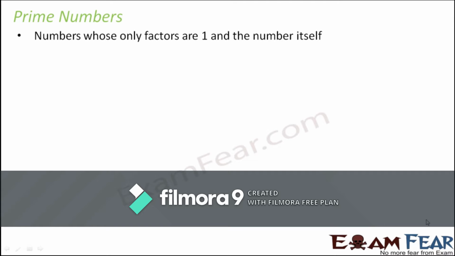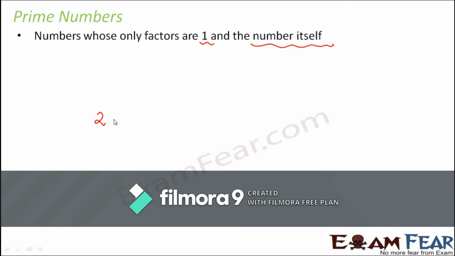Now, as we have noticed, for every number, if we try to find out its factors, we will see that 1 is always a factor of that number. And we also see that the number itself is also a factor of that number. Now, if we come across a number where the only factors are 1 and the number itself, that is, there are no other factors than these two, then those numbers are called prime numbers. That's interesting, right? So let us look at some examples of prime numbers.